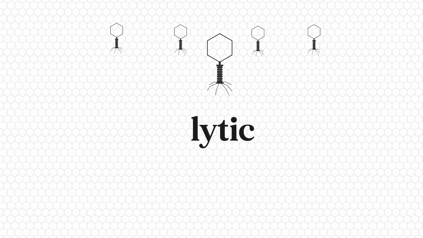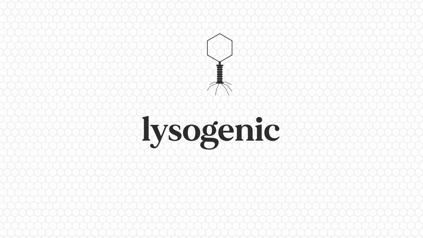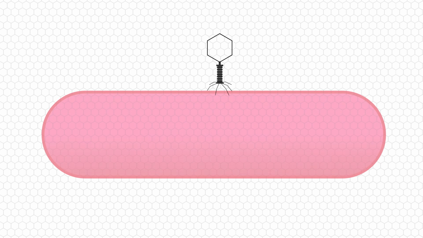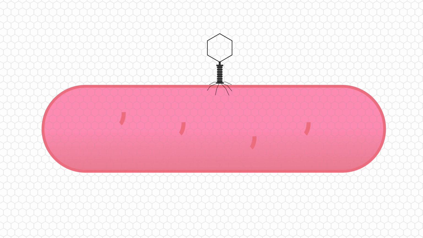But phages can also cause lysogenic infections, which are different. The virus still injects its genetic material into the bacterium, but its DNA hides dormant in the cell until something activates it. Then it makes copies and bursts out of the cell.